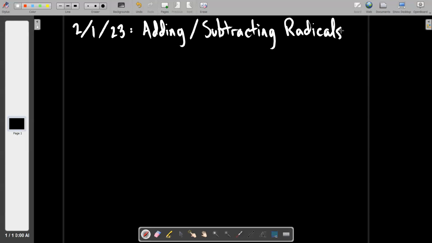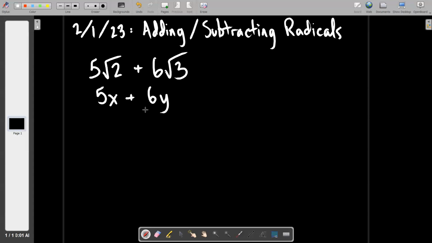So the idea is that radicals are like variables in that they determine whether or not terms are like terms. And so if I gave you like 5 roots of 2, and I asked you to add to that 6 roots of 3, you would hopefully look at me and say, I can't do this problem. And the reason why you can't do this problem is because it's like saying 5x plus 6y. Just like we've always learned, you can't add unlike terms, the same goes for roots.